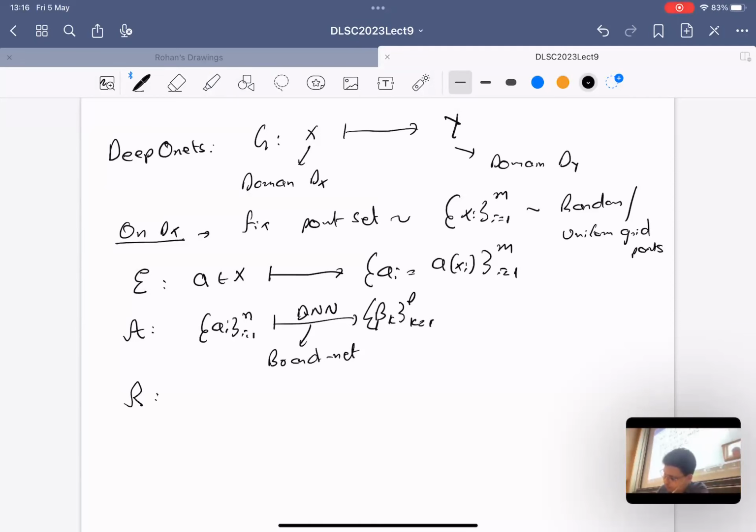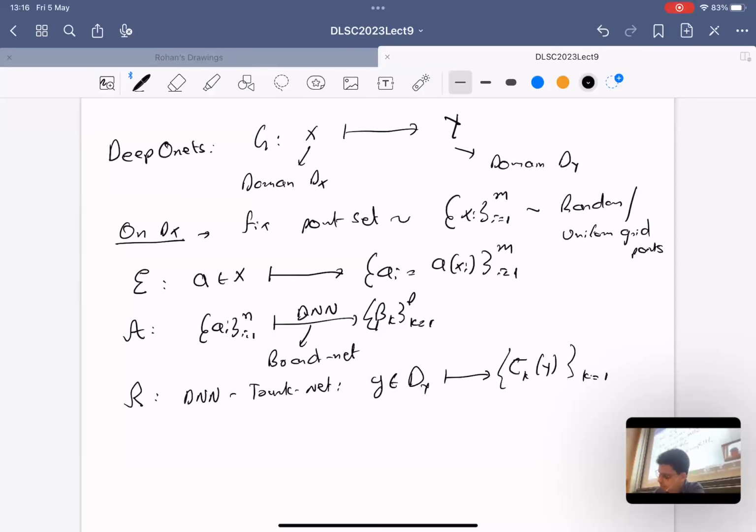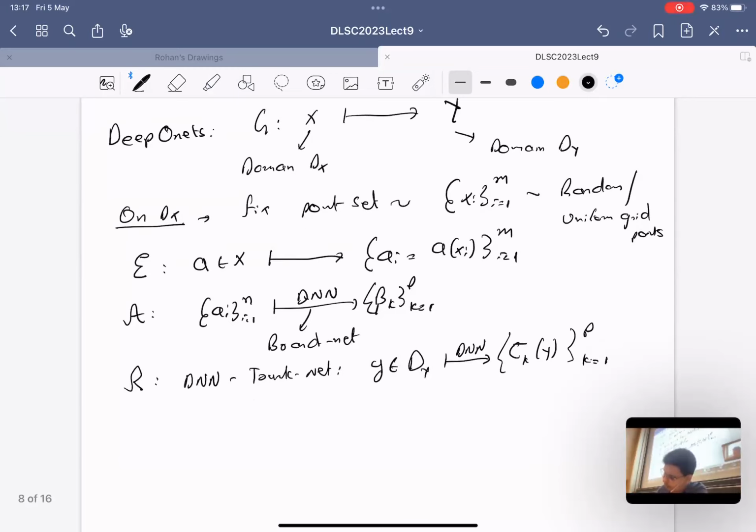So finally, R, the reconstruction. For that, I need another deep neural network, a DNN, which is what is called a trunk net. And what does it do? It takes any point y belonging to dy, and it maps it to tau_k of y, k from 1 to p. So these are supposed to be a basis, although we don't enforce it to be a basis. We just say these are just DNNs, and this is what is called a trunk net. And what R does is that R of beta_k, tau_k, because I need the coefficients as well, is equal to the summation k from 1 to p of beta_k tau_k.